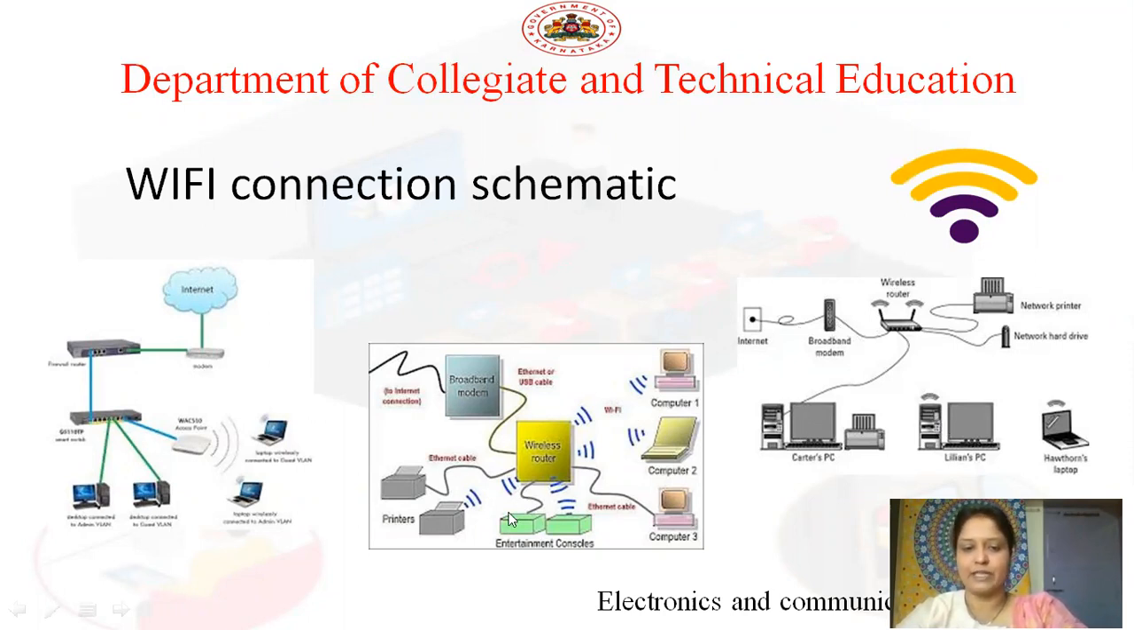Here you can observe the wireless router. It is converting those telephone line signals into radio wave frequencies, and a number of devices are accessing those signals. This is the schematic diagram, or the connection, for Wi-Fi technology.